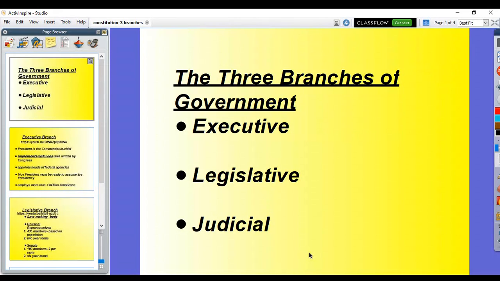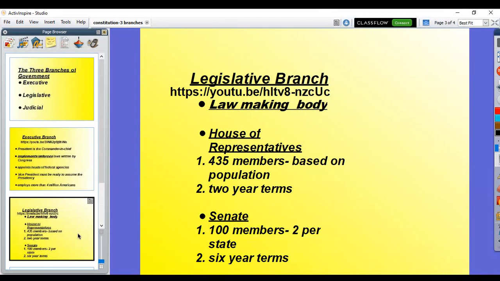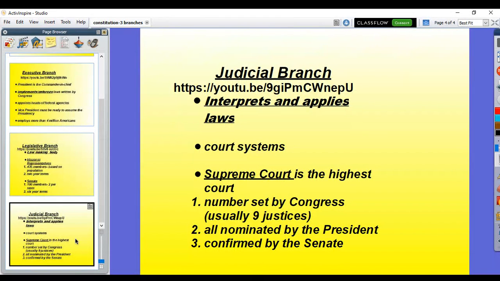The next section that we're going to be looking at has to do with the three branches of government. As we talked about in class, they are the executive branch, legislative, and judicial. The executive branch deals with the president, the vice president, and the cabinet. The legislative branch is made up of Congress, which is the House and the Senate. And the judicial branch has to do with the court systems. In eighth grade, we're primarily going to be looking at the Supreme Court.